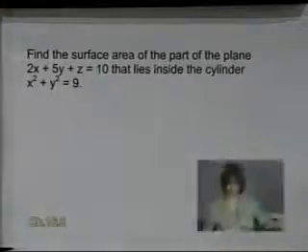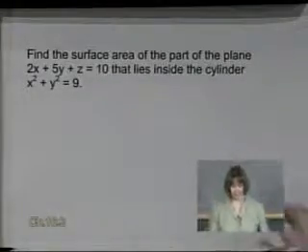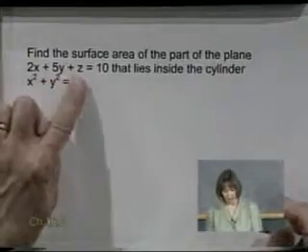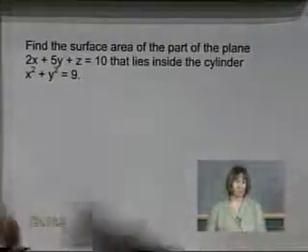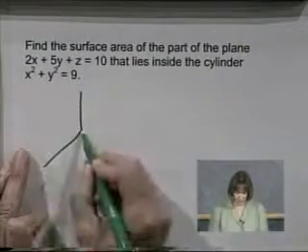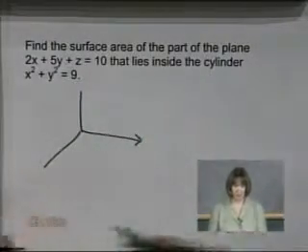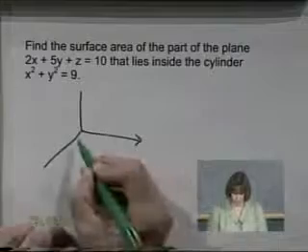Find the surface area of the part of the plane 2x plus 5y plus z equals 10 that lies inside the cylinder x squared plus y squared equals 9. Now I said you really don't even have to see what the picture looks like, but x squared plus y squared equals 9, everybody in here should know, is a circle of radius 3.